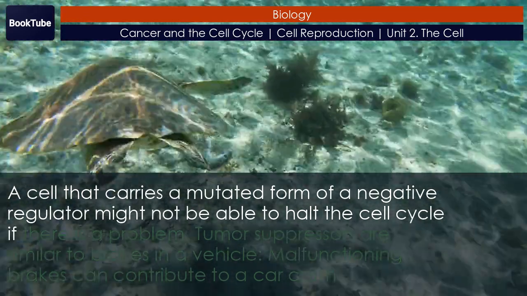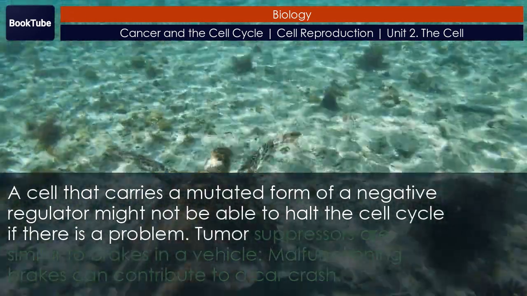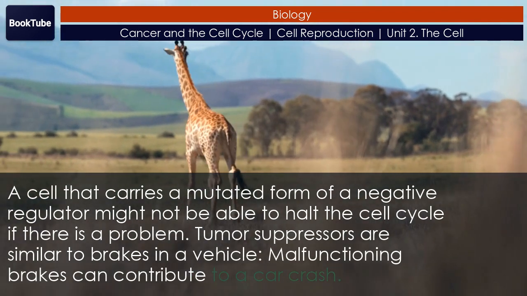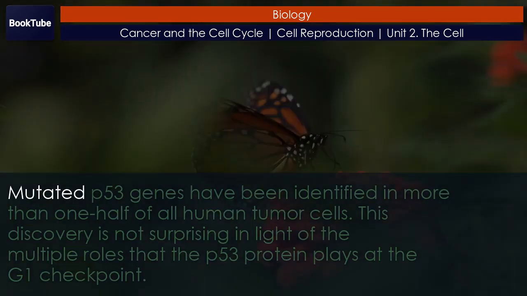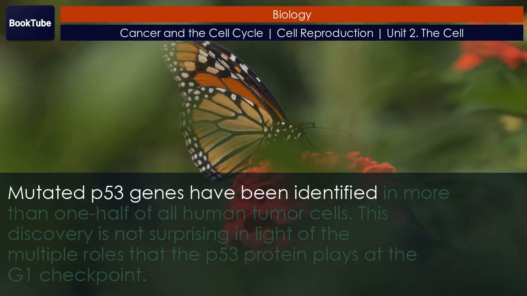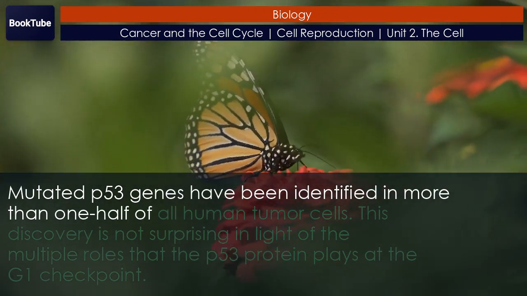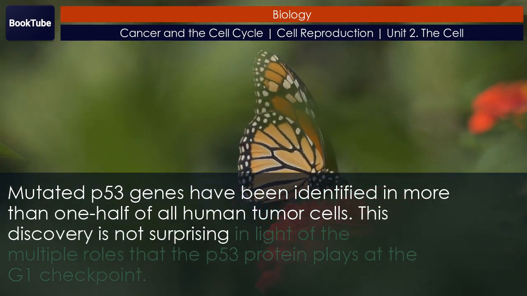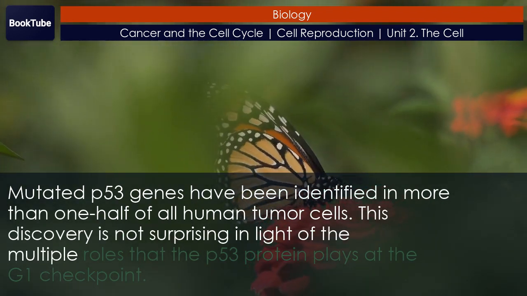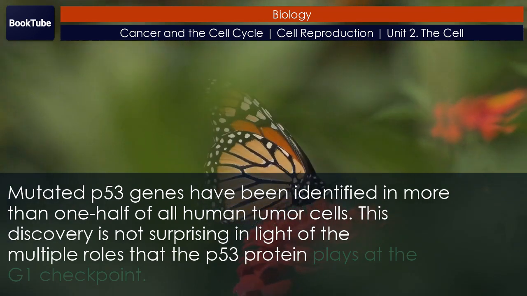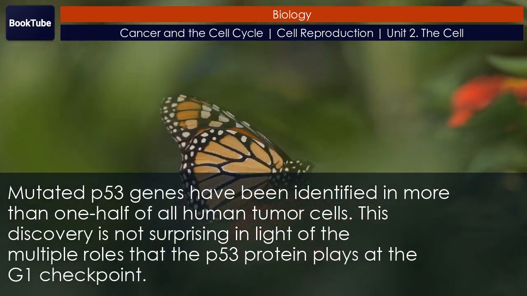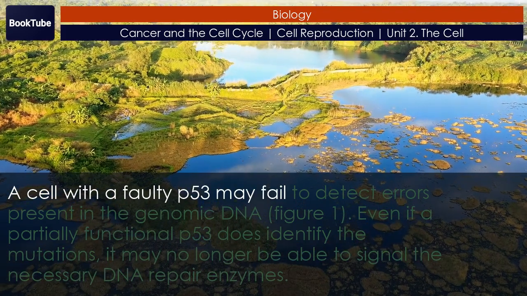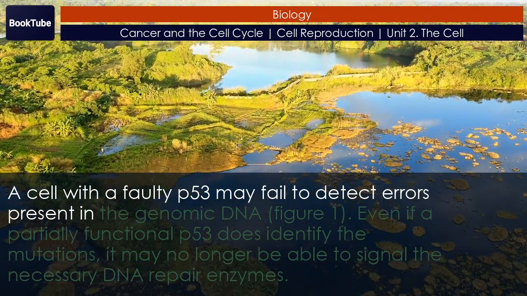If there is a problem, tumor suppressors are similar to brakes in a vehicle. Malfunctioning brakes can contribute to a car crash. Mutated p53 genes have been identified in more than half of all human tumor cells. This discovery is not surprising in light of the multiple roles that the p53 protein plays at the G1 checkpoint. A cell with a faulty p53 may fail to detect errors present in the genomic DNA.